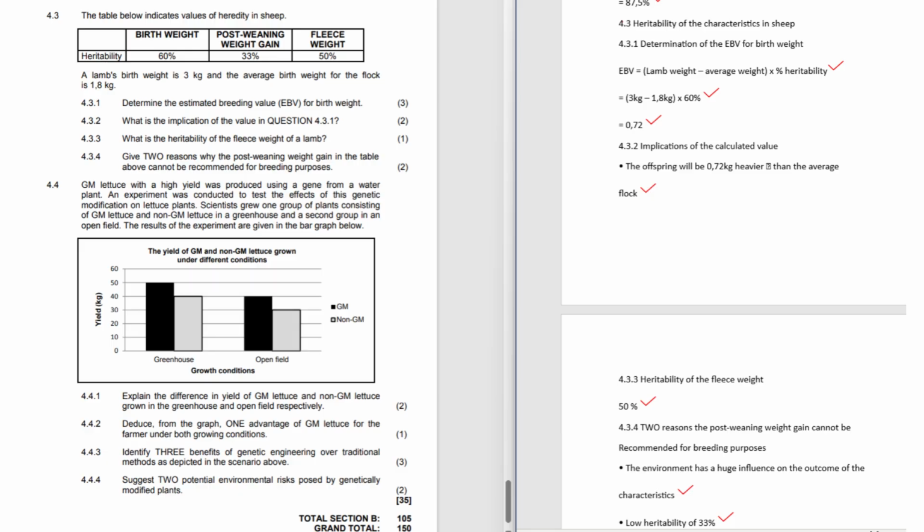4.3.4: Give 2 reasons why the post-weaning weight gain in the table cannot be recommended for breeding purposes. Why the post-weaning weight gain in the table above cannot be recommended for breeding purposes? So we should indicate that the post-weaning weight gain has a low heritability.